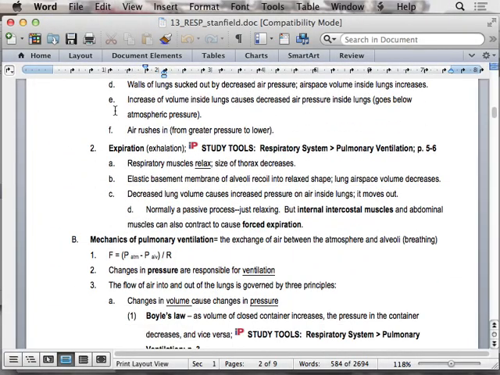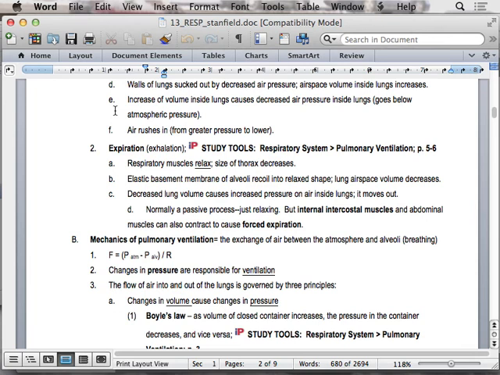Okay, so how do you cause expiration or exhalation? Primarily, it's just a relaxation. So when you relax the diaphragm, it goes back up here, right? And when you relax the external intercostal muscles, the ribs fall back down, basically. And so that will generally be enough to increase the pressure in the thoracic cavity and in the lungs above atmospheric pressure, and then air will move out.